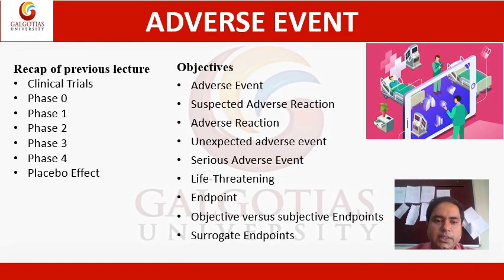So in the previous classes, we learned about the different types of clinical trials, that is phase 0, phase 1, phase 2, phase 3, phase 4, as well as the placebo effect. So today's lecture objectives are adverse event, suspected adverse reaction, adverse drug reaction, unexpected adverse event, serious adverse event, life-threatening conditions, endpoint, and objective versus subjective endpoints, as well as the surrogate endpoint.